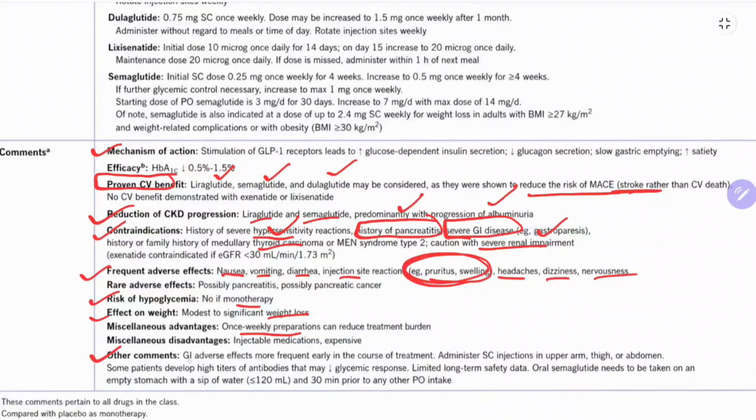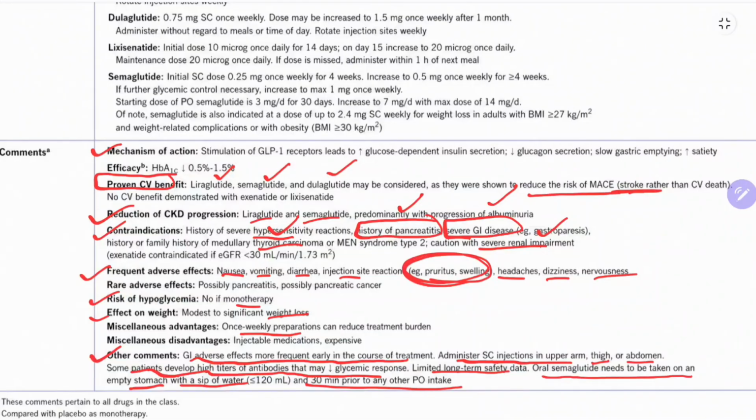This is important. GI adverse effects are more frequent early in the course of treatment. Administered as a subcutaneous injection in the upper arm, thigh, or abdomen. Some patients develop high titers of antibodies that may decrease the glycemic response. There is limited long-term safety data. Oral semaglutide needs to be taken on an empty stomach with a sip of water and 30 minutes prior to any other peroral intake.